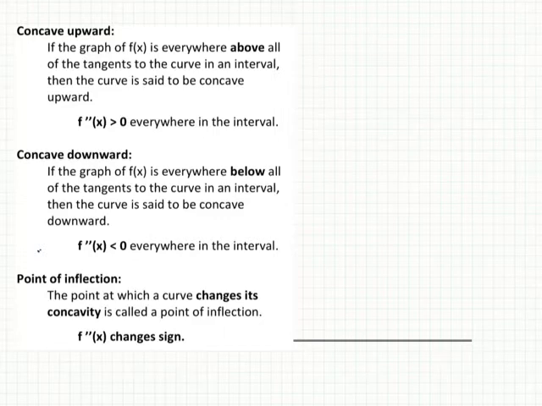Let's draw a picture. So suppose our curve looks something like this, and now what we're going to do is take some kind of tangent, and let's pick some point here. Well, notice that the curve is everywhere above all of the tangents. So we could draw another tangent, suppose off in this area, and the curve is still above our tangent. And let's try something down here. Again, the curve is still above our tangent. So that part of the graph is said to be concave upward.